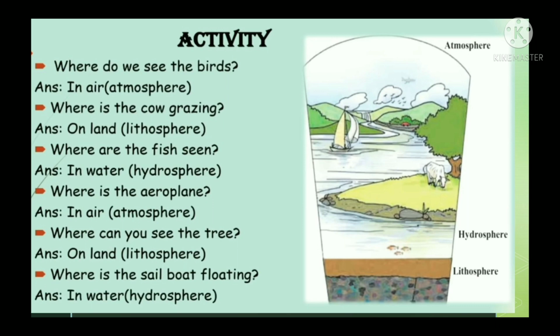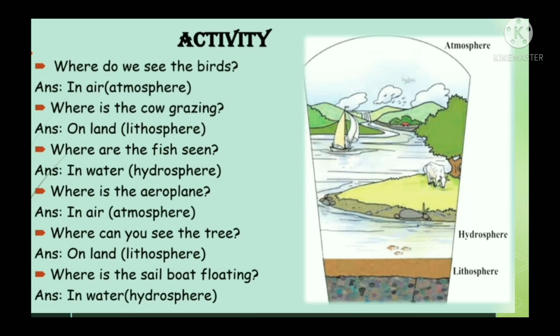Where is the cow grazing? On land. The cow is grazing in the field. Where are the fish seen? In water. Where is the aeroplane? The aeroplane is flying in the sky above the clouds in air.